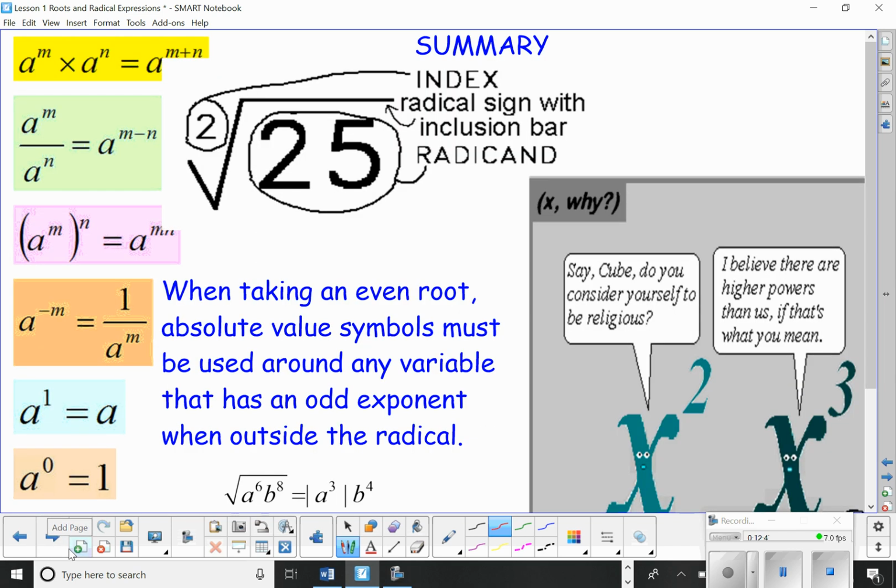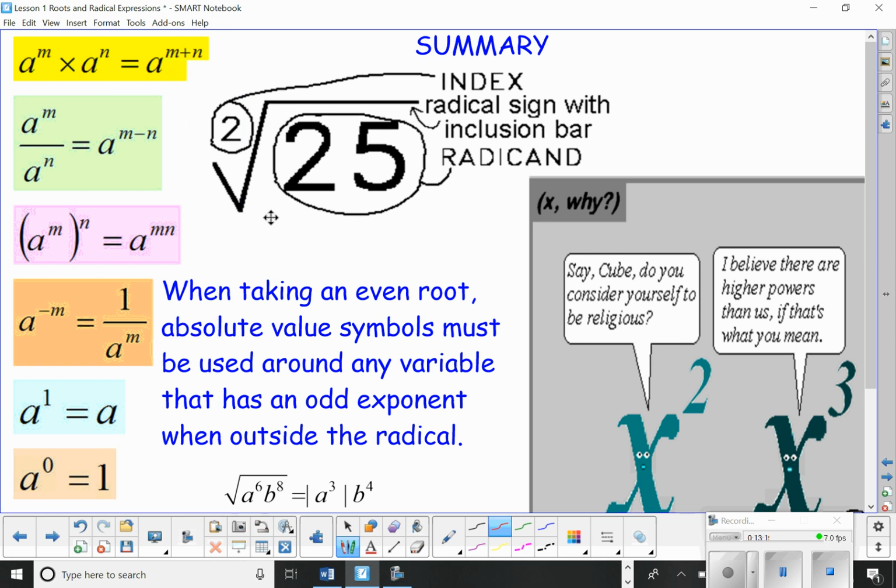In summary, you have the index, you have the radicand, and you have the radical with the inclusion bar. Over here on the left-hand side are the exponent rules that you should recall, should know, should remember from Algebra 1. Those were part of Algebra 1, and you are expected to retain that knowledge. I have it all written here so that if you're struggling with it a little bit or you forgot some of it, it's right there on the left.